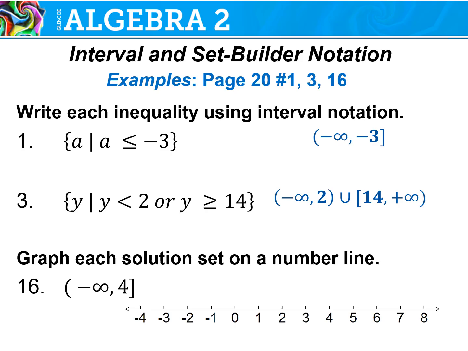Graph each solution set on a number line. So we're starting at negative infinity, so we're going to be going to the left, and it stops at the right at 4, and it's included because there's a bracket. Okay, so there's a closed circle at 4, and we're going to the left.